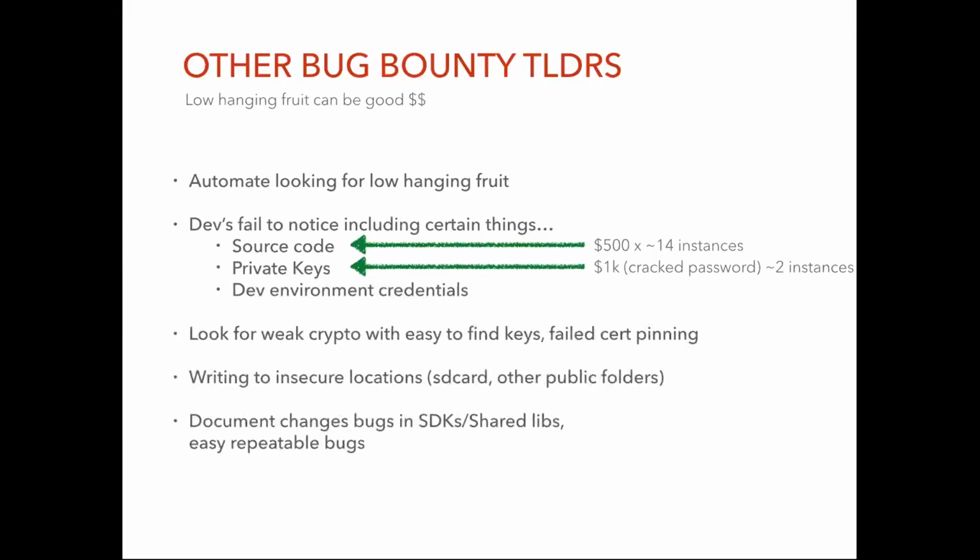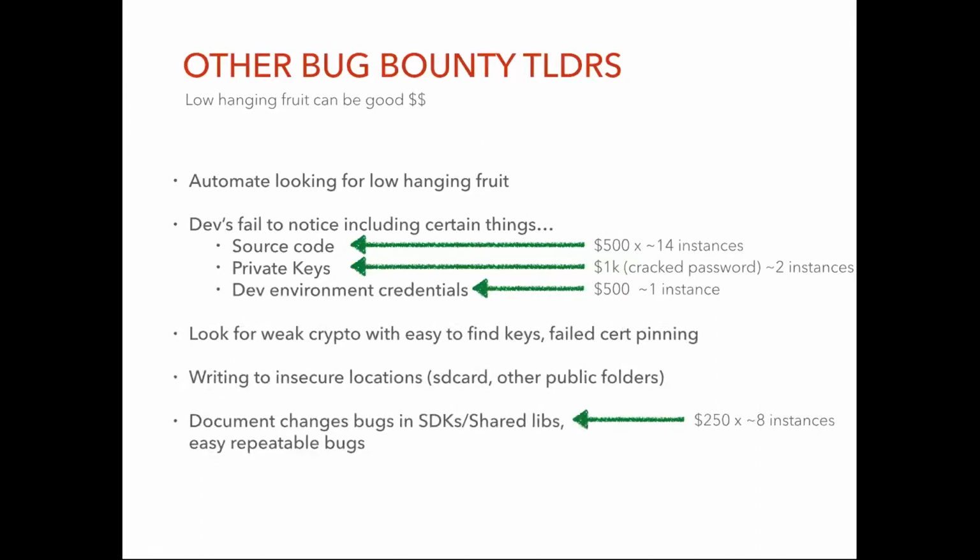We also see dev environment credentials. They're hard coding quality assurance usernames and passwords, or the developer ones. And sometimes those are the same passwords on the production devices. So if you point those out, you're probably going to get some money. And again, these are easy things to search for. All you would need to do is unzip and look for something that looks like a .java file or something. We also see bad crypto and failed cert pinning in there a lot.